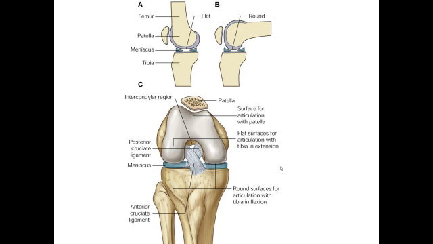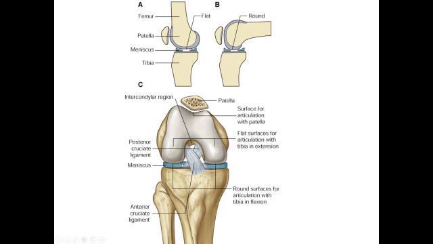This is a modified hinge joint, so it certainly moves in the sagittal plane with flexion and extension, but it also has tibial rotation. So you may recall that the tibia has an automatic rotational component during knee extension. So we'll review that in a minute.